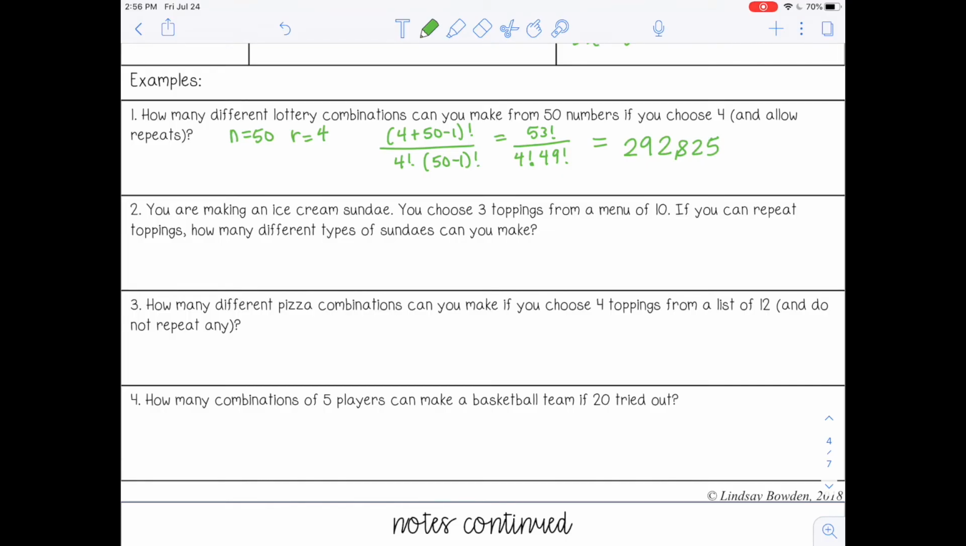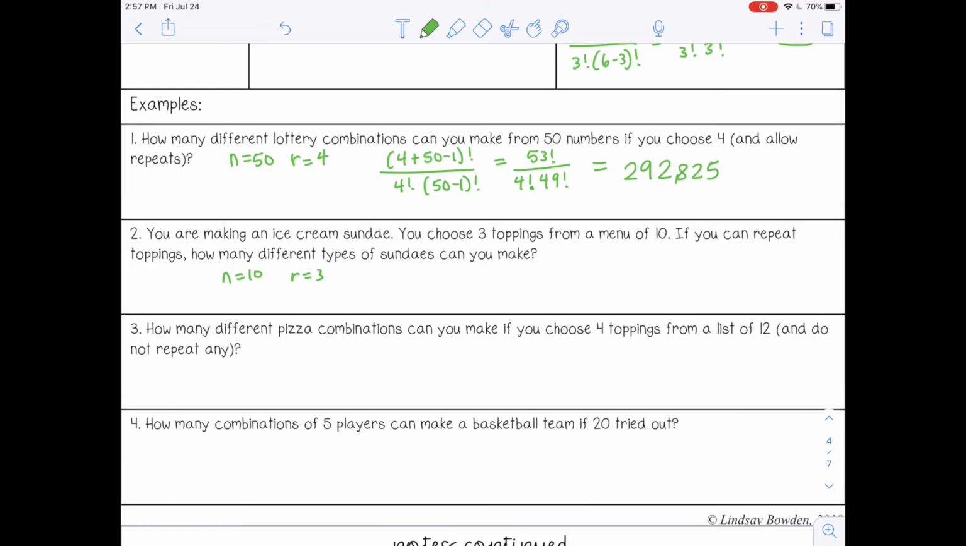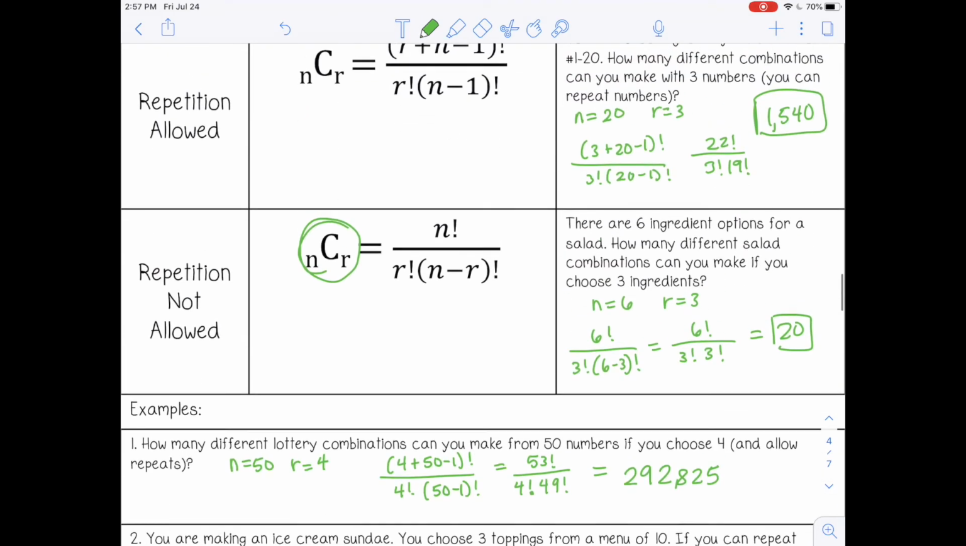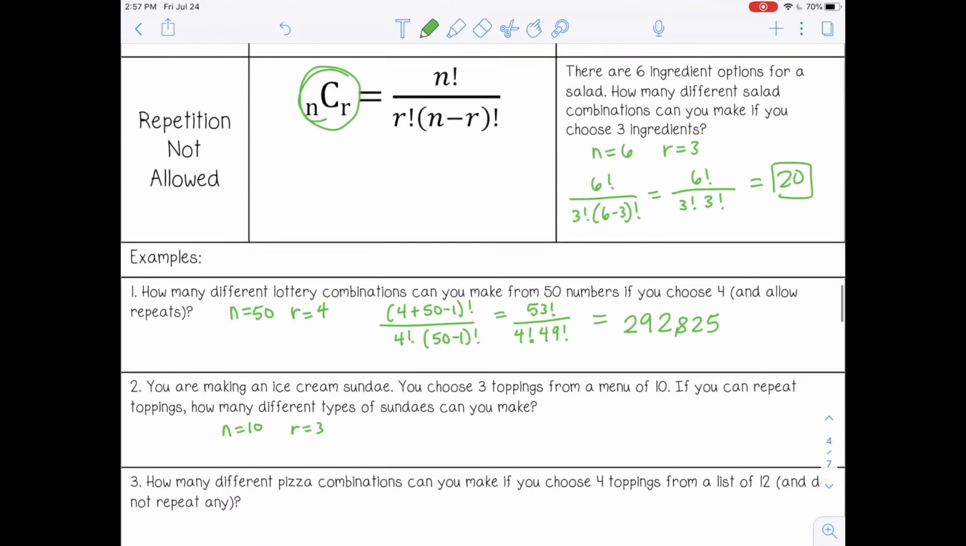All right, number 2, you are making an ice cream sundae. You choose 3 toppings from a menu of 10. So there's 10 total options and you're choosing 3. If you can repeat toppings, how many different types of sundaes can you make? So you can repeat, so you can get chocolate chips, chocolate chips, chocolate chips if you want.